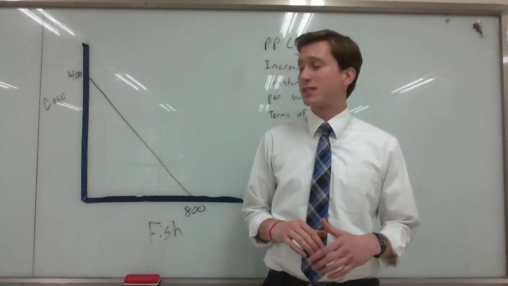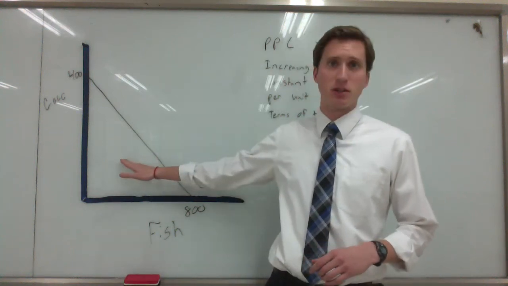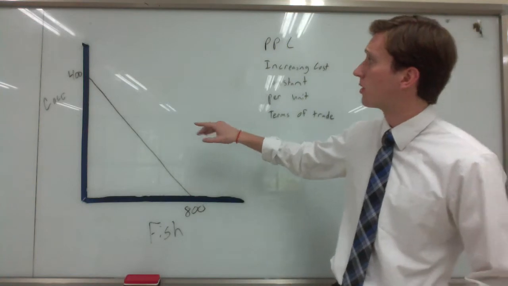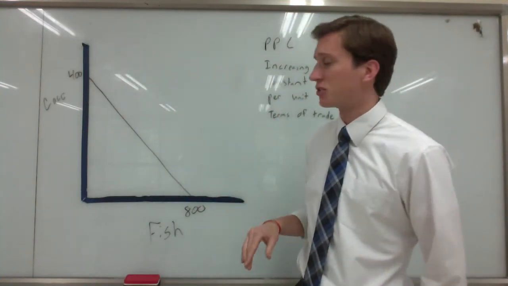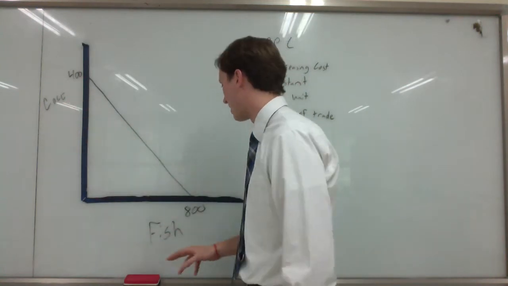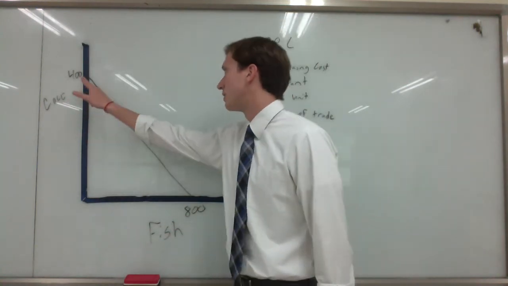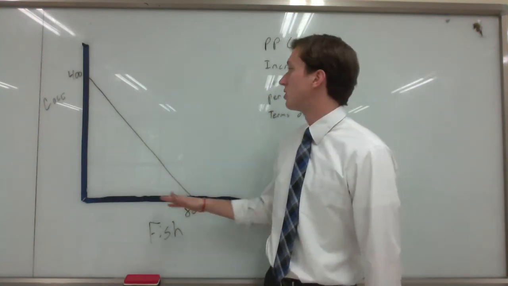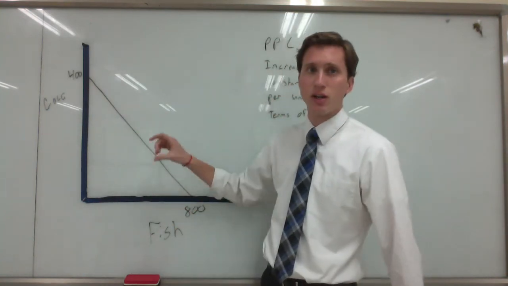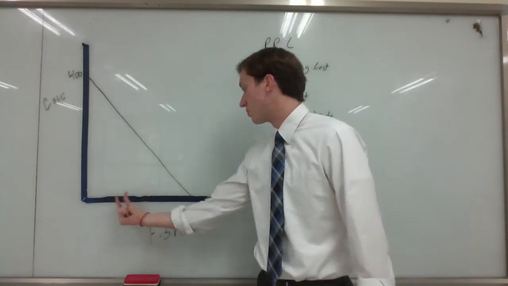All right, so now it's time to talk about constant opportunity cost. We talked about increasing costs before, where the curve is bowed outward. Now it's time to talk about constant costs. So I have coconuts and fish here, between 400 coconuts by themselves or 800 fish by themselves. So it's a constant linear equation. You give up the same amount of coconuts if you have to produce one more fish.